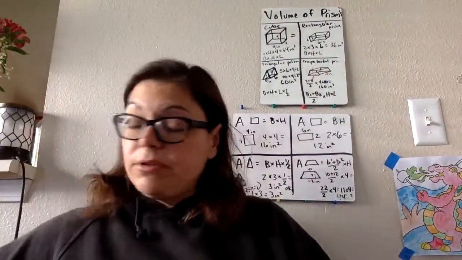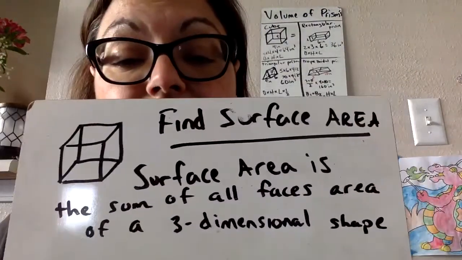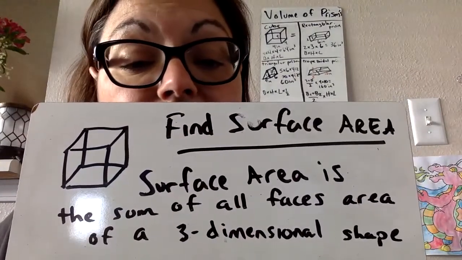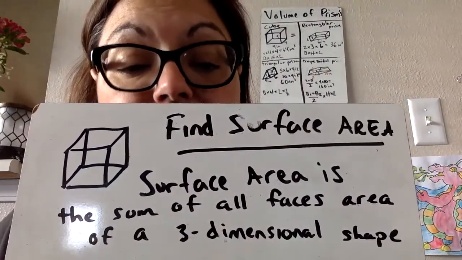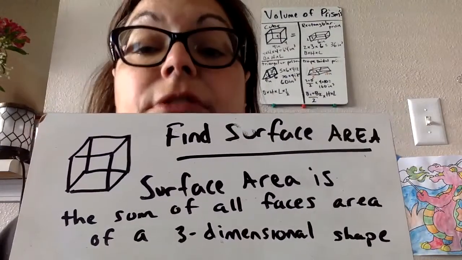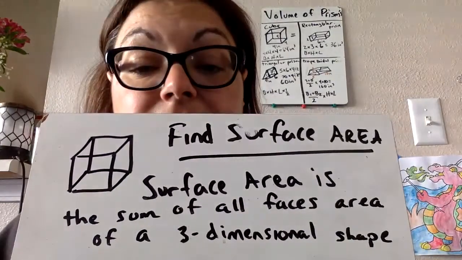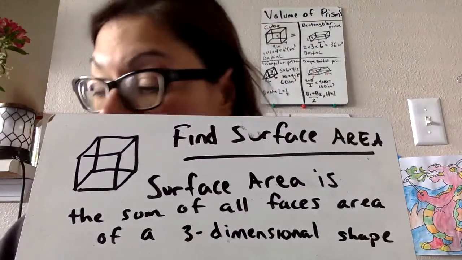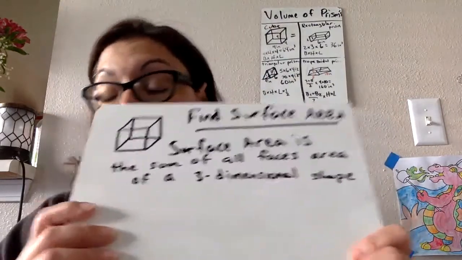Okay, so again, here's the definition of it. Surface area is the sum of all faces area of a 3-dimensional shape. Okay, 3-dimensional shape. I'll give you a couple seconds if you want to write that down. All right, so let's do our first example.